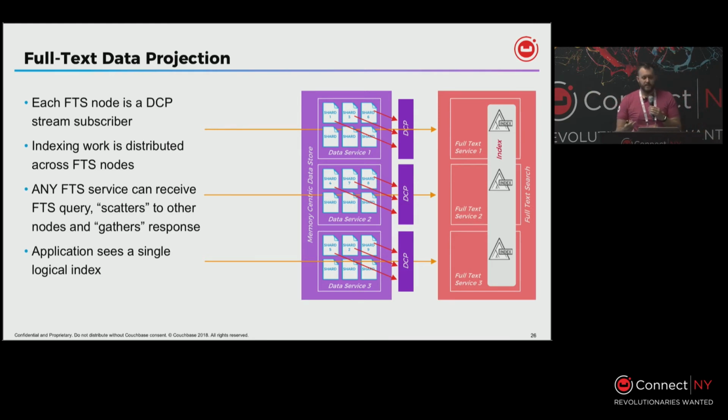Queries with FTS: any of the FTS nodes that are configured in your cluster can handle a query coming in, and will then perform a scatter-gather approach to communicate with any of the other FTS nodes present in the cluster, retrieve the results, and subsequently return those back to the application. So all the application ever knows is that there's a single index there, more or less.